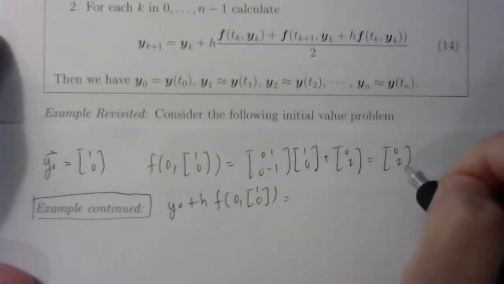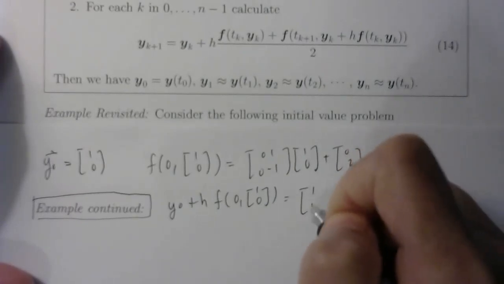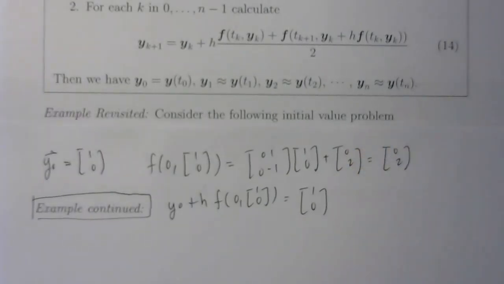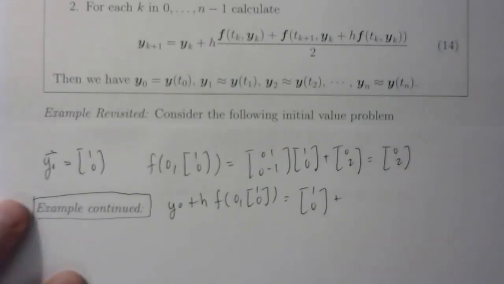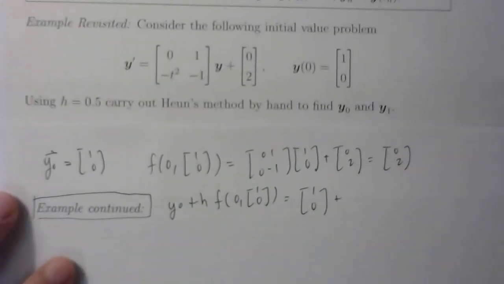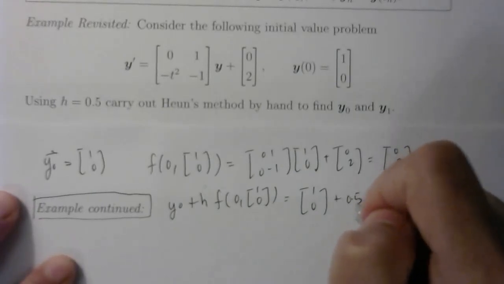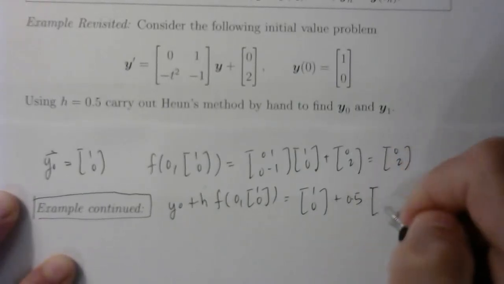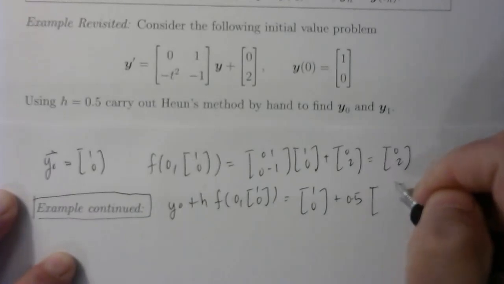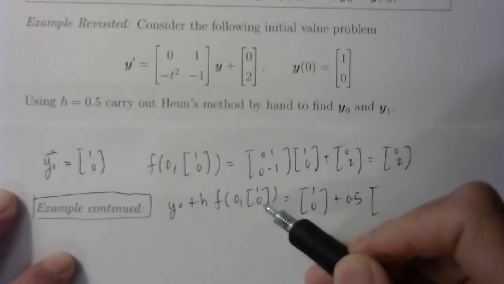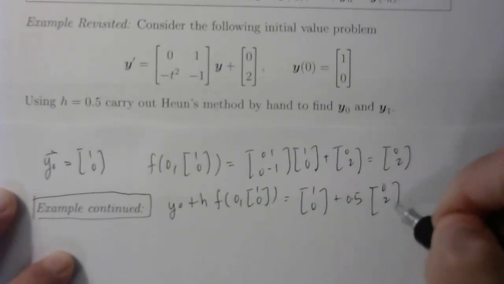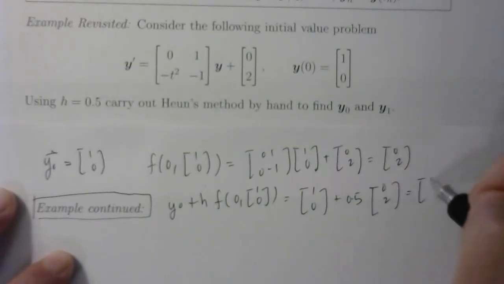So we know this is this, so 1, 0 plus, we said h was, what was h? 1/2. And f at 0, 1, we already found to be this guy here. So we get 1, 1.